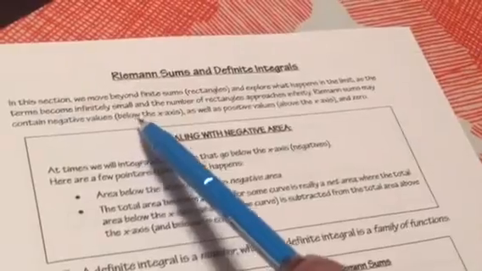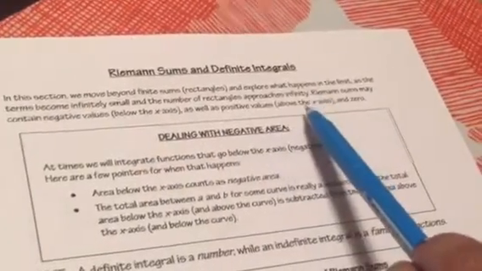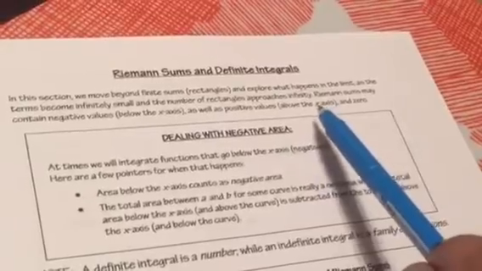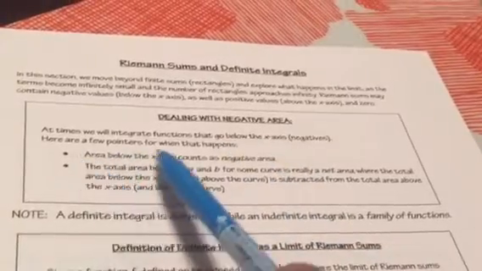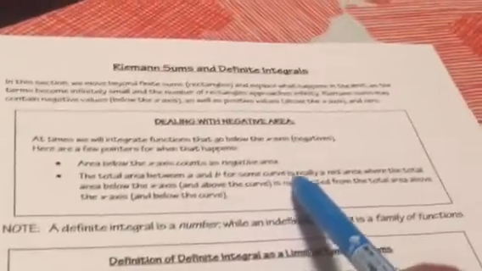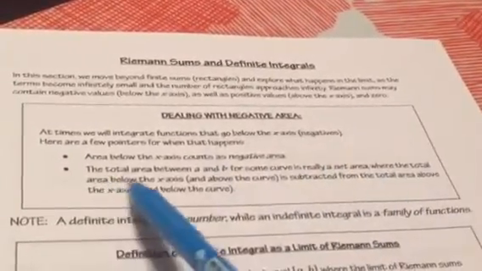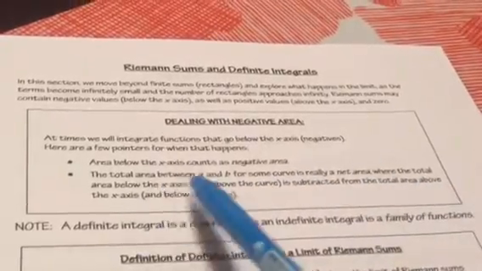Riemann sums here may now contain negative values, meaning some of our graph might be below the x-axis, as well as positive values, meaning the graph is above the x-axis, and they can equal 0. Dealing with negative area, area below the x-axis counts as negative area, and the total area between an interval for some curve is really a net area, where the total area below the x-axis is subtracted from the total area above the x-axis.